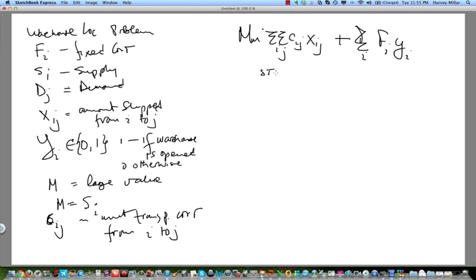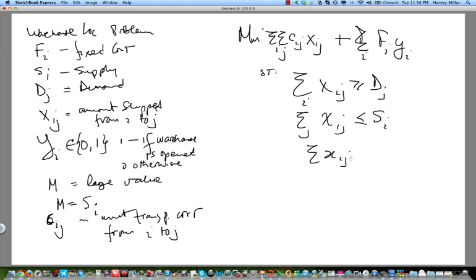Subject to, of course, I want to satisfy my demands, so over all i, this must be greater than or equal to the demands at a given customer j. Over all j, X_ij must be less than or equal to the supply S_i. And this is where we need a logical constraint. I'm going to take the sum of X_ij, all of the supplies out of warehouse i over all customers, minus M times y_i, must be less than or equal to 0.